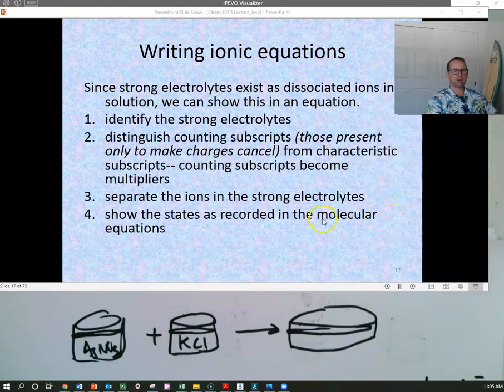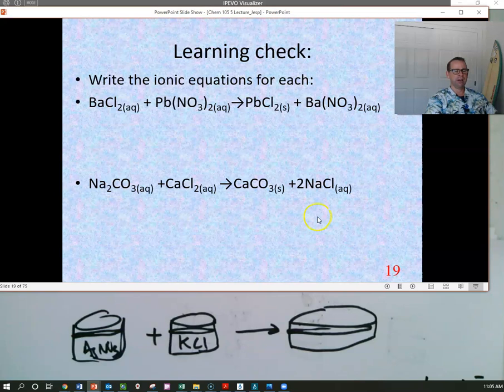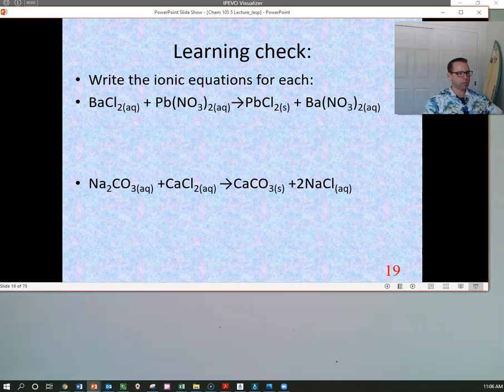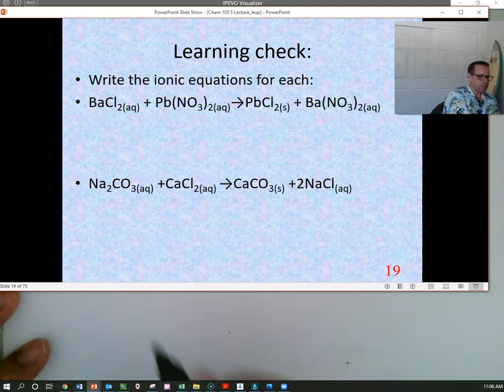Okay, so here's a chemical reaction. This is barium chloride and lead nitrate. Barium chloride mixes with lead nitrate to form lead chloride and barium nitrate. This is that first type of reaction that I mentioned. It's a kind of what we call a double replacement reaction, and it follows this pattern.